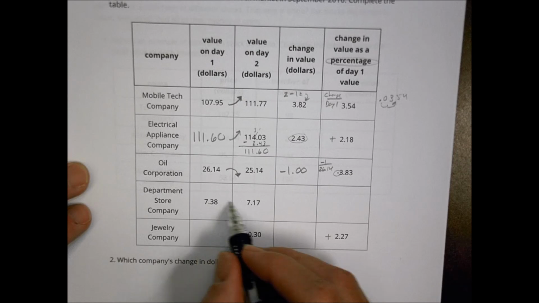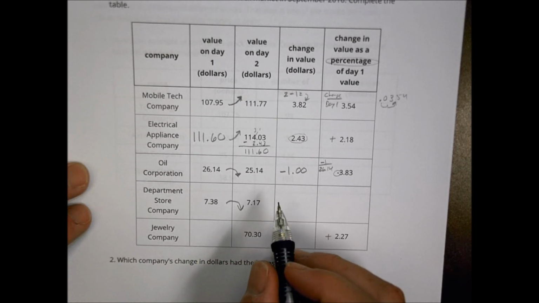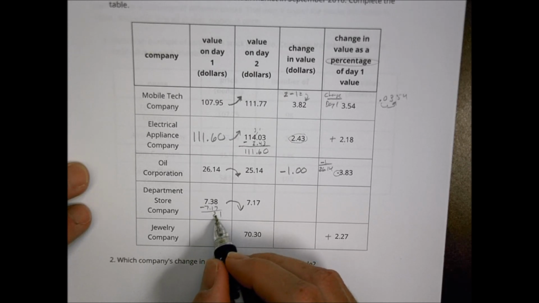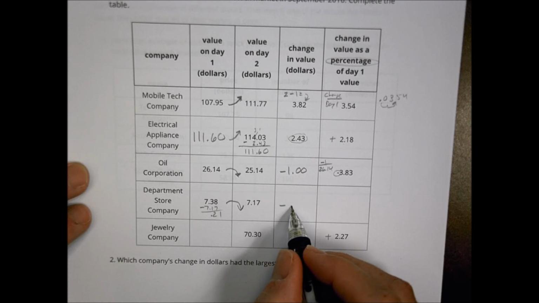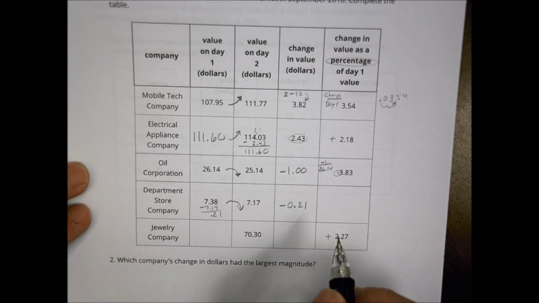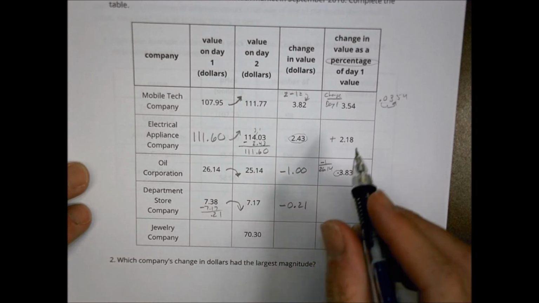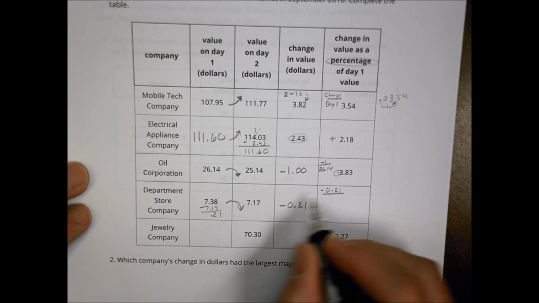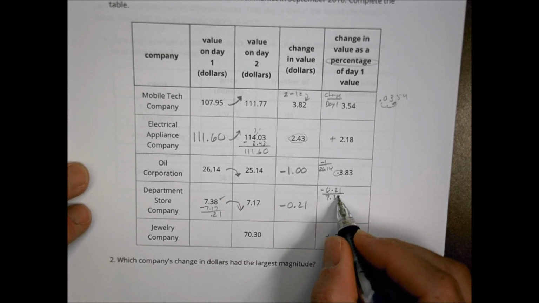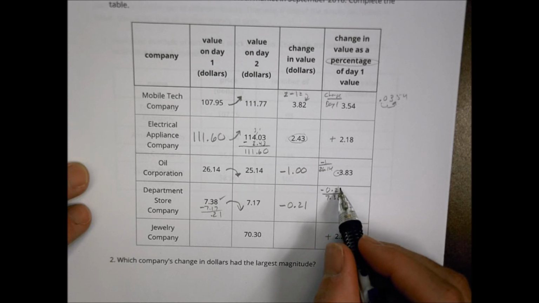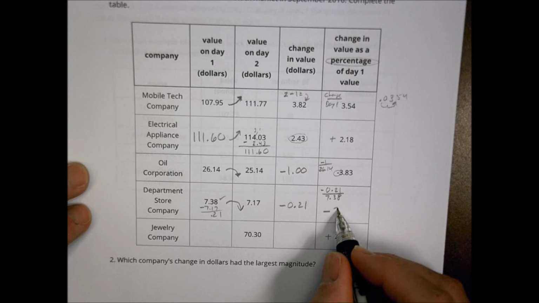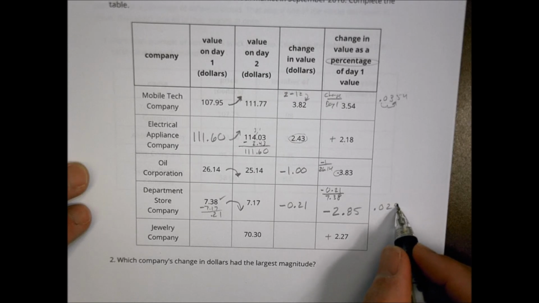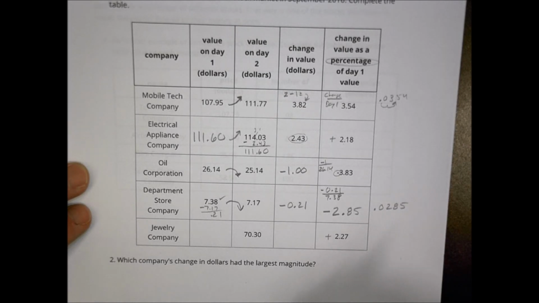To go from $7.38 to $7.17, again that's a decrease in value. $7.38 minus $7.17 is equal to 21 cents. So we're decreasing by 21 cents. That's our change in value in terms of dollars. For my change to percentage, I divide negative 0.21 by what I had on day one, which was $7.38. That is equal to negative 2.85. As a decimal it comes out as 0.028, and you round that up or keep that as a 5 there.